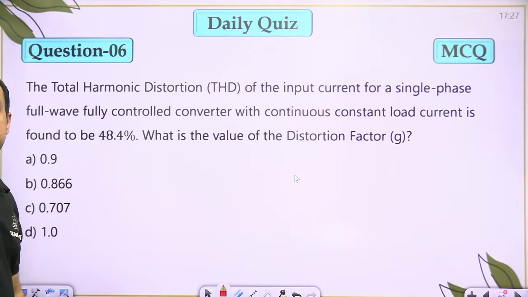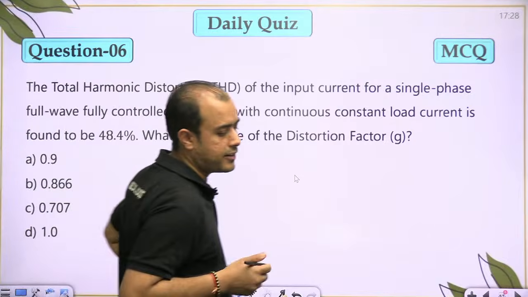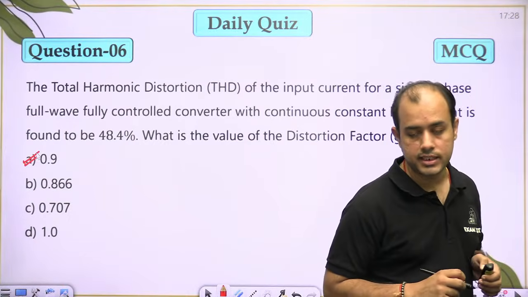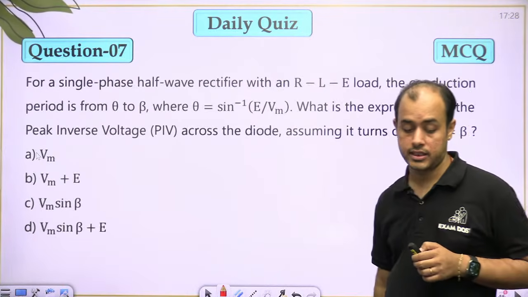Next, THD of the input current for a single phase fully controlled converter with continuous load current. What is distortion factor? ये भी यार full converter का ही है. Distortion factor is 0.9. ठीक है, ये भी full converter का है.